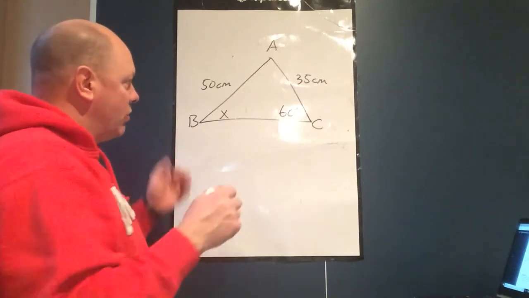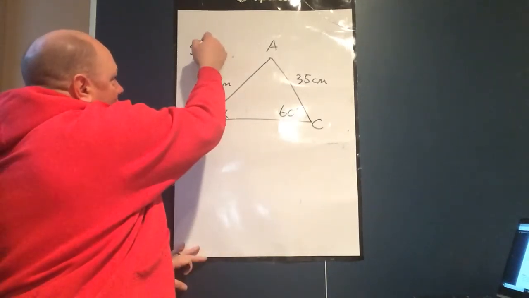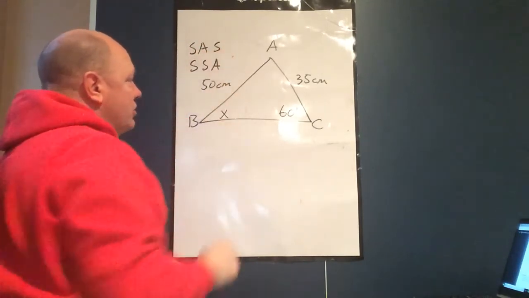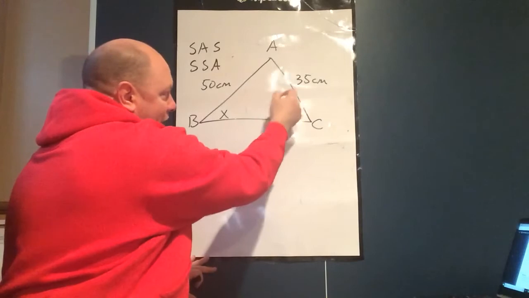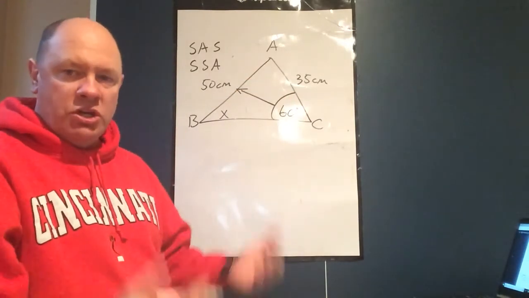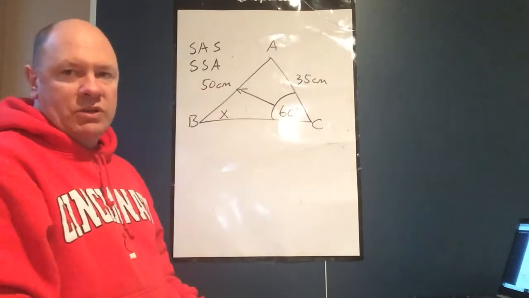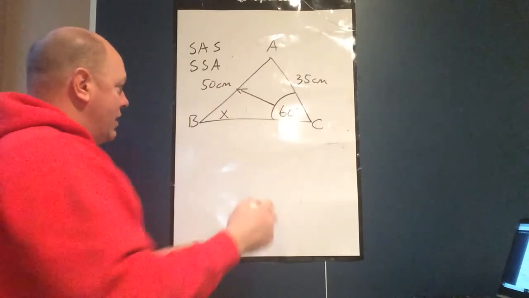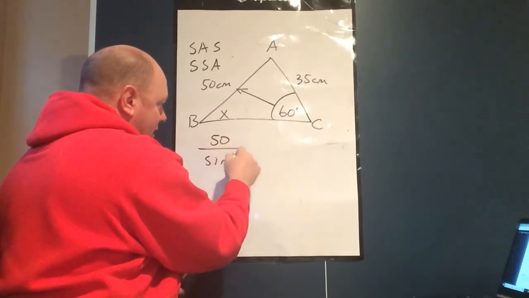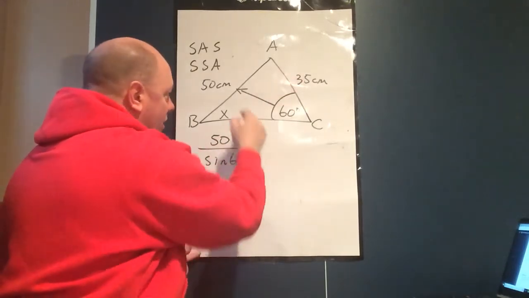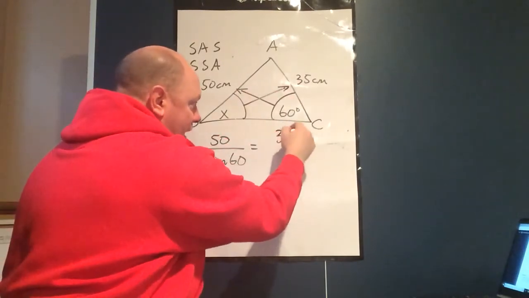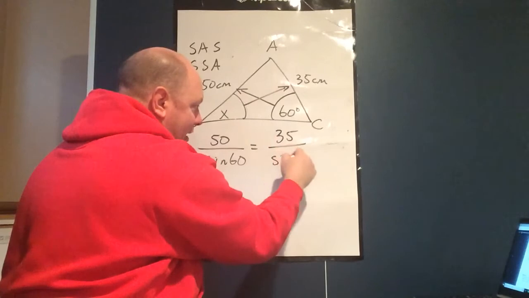Okay? Now, remember what I said. Side, angle, side, or side, side, angle that you're given. But you also have to have an angle that's directly across from one of those sides. Okay? So a known angle directly across from one of the sides. So again, you can set this up as 50 over sine 60. And here I have my X goes with 35. So I have 35 all over sine X.